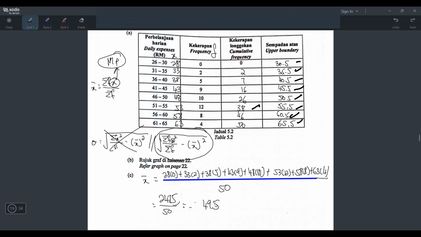Let me just press one more time just to double check. Yeah, 2475 divided 50, 49.5. But this one got unit RM. So the unit for mean would be 49.50. Okay, this is the mean.